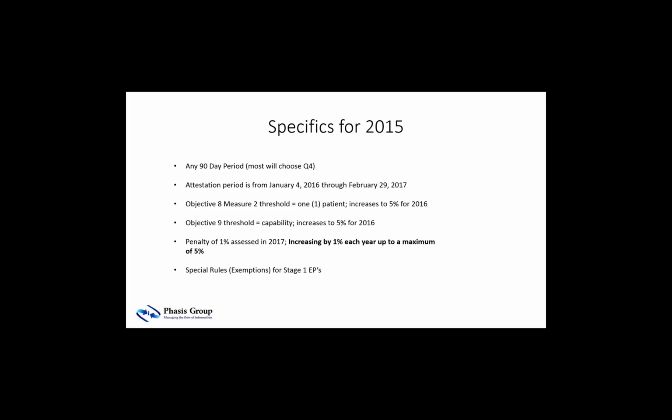The attestation period, the time in which you're going to actually log on to the CMS site with your credentials and go through the process of answering all the questions and providing numerator and denominator numbers and basically filling out the attestation online, that starts January 4th. So even if you were done, now you couldn't go on and attest until the 4th of January. And then you have to be done by the 29th.